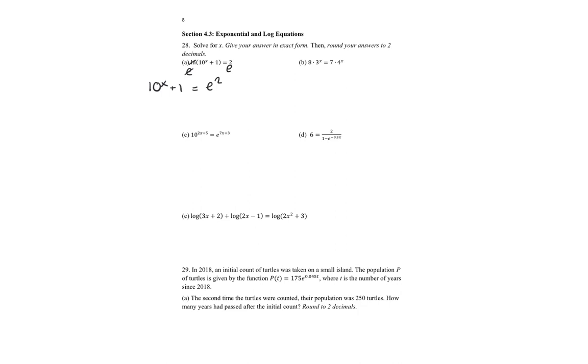And then we can subtract a 1 over, so we'll get 10 to the x is equal to e squared minus 1. Then we can take the opposite of that 10 to the x, so we're going to take the log of both sides. When we take the log of this 10 to the x, remember when something is in the exponent inside of a log, we can just bring it out and multiply. So we'll have x times the log of 10, and log of 10 is just 1, right? So then we'll have x is equal to log of e squared minus 1.